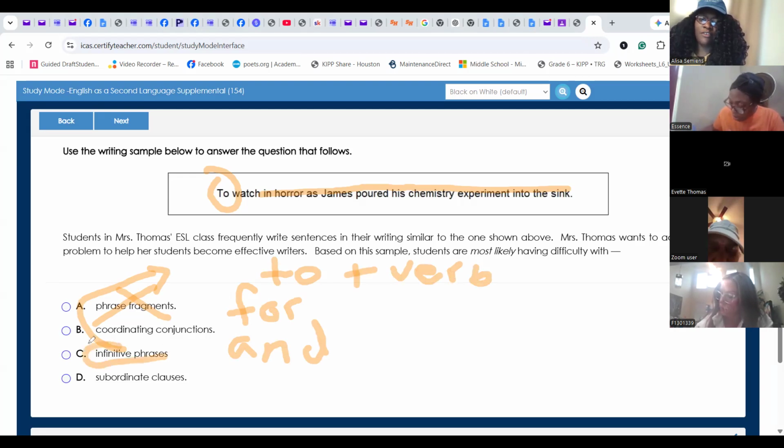This is what an infinitive phrase looks like. You have to, and then you have the verb. To watch in horror as James poured his chemistry experiment into the sink. That would be an infinitive phrase. A subordinate clause is a clause that cannot stand on its own. So when you think about a complex sentence, before she went out, right? Before she went out, she did what? That would be a subordinate clause that can't stand on its own. So this is an example of an infinitive phrase.